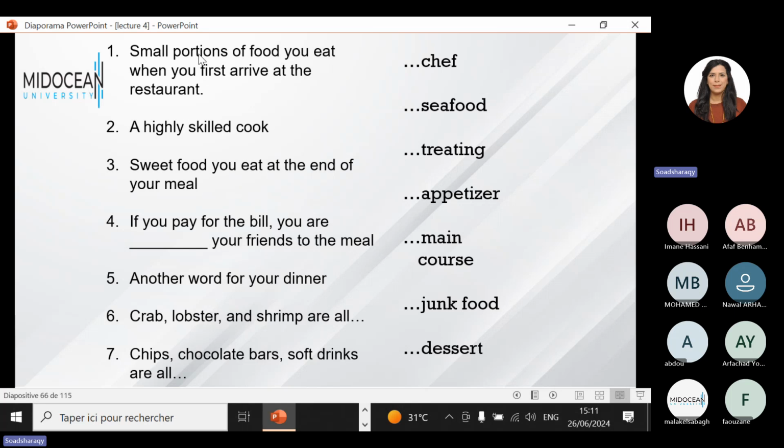Small portions of food you eat when you first arrive at the restaurant. What do you call this? Appetizer. Let's check your answer. No, I can't give you the answer now. Okay, so it's appetizer. Good. Number 2, a highly skilled cook. Continue, please.